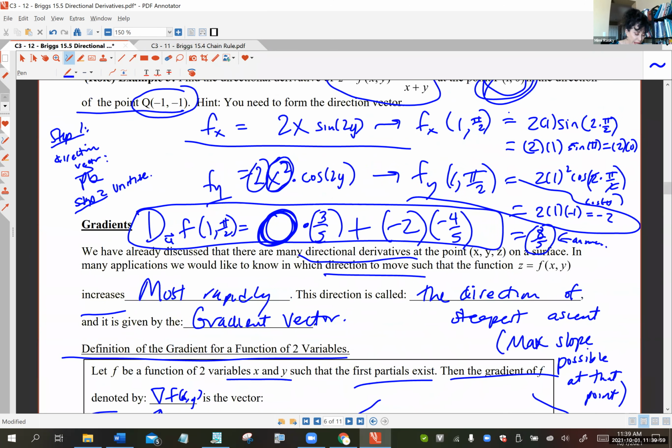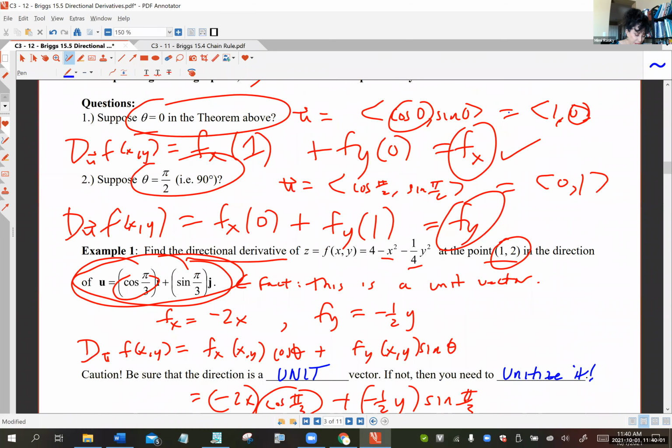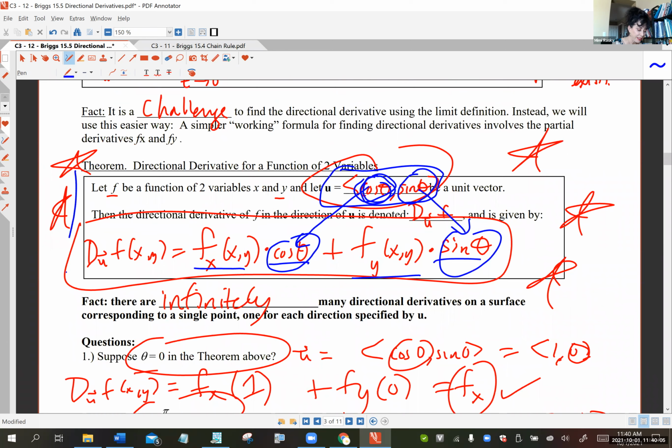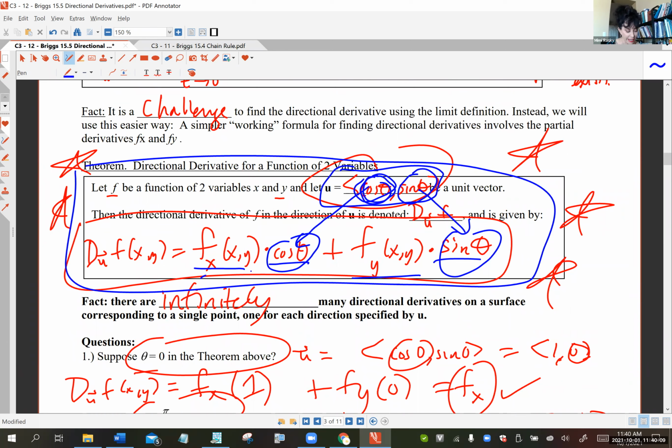So go back to when I defined what the directional derivative was, way back here. Remember? Look at this formula. It's got f_x times a cosine plus f_y times a sine. Yeah, so what? Doesn't this have a flavor to you of a dot product? Something times something plus something times something else?